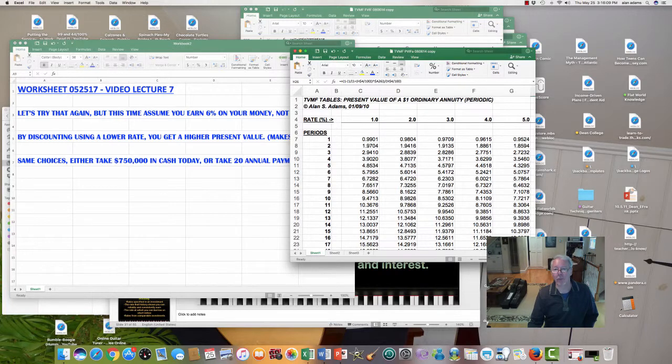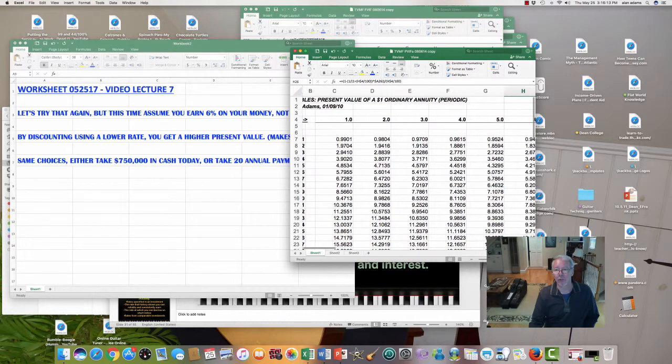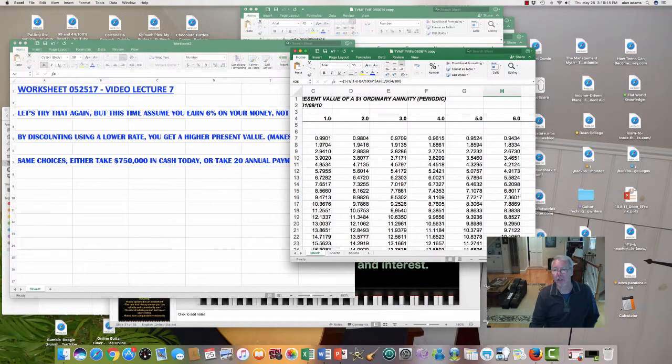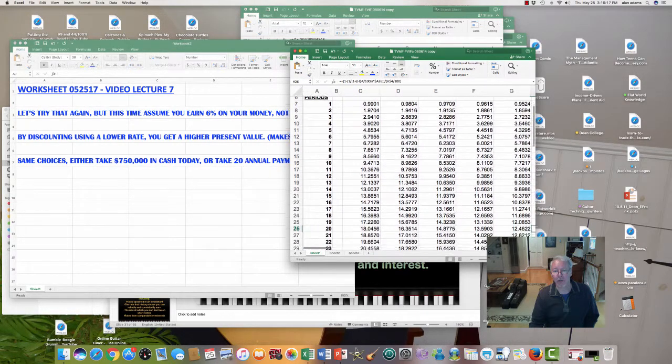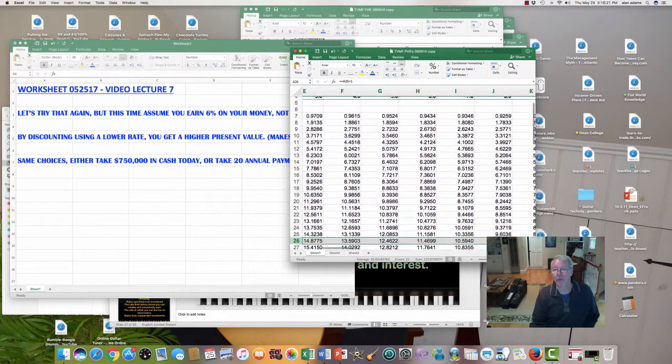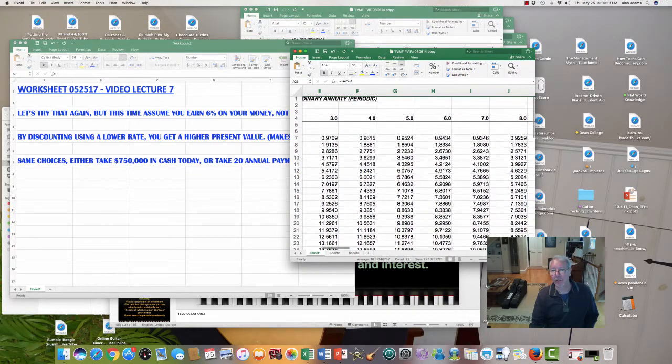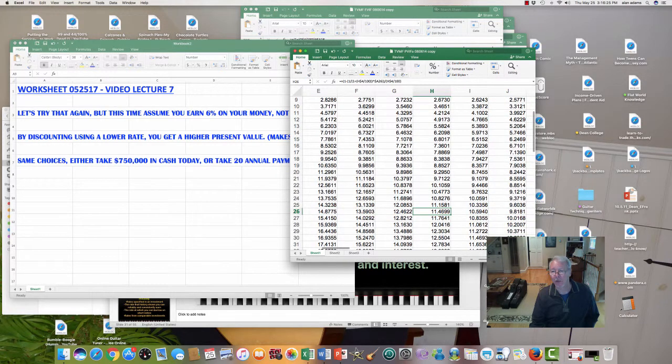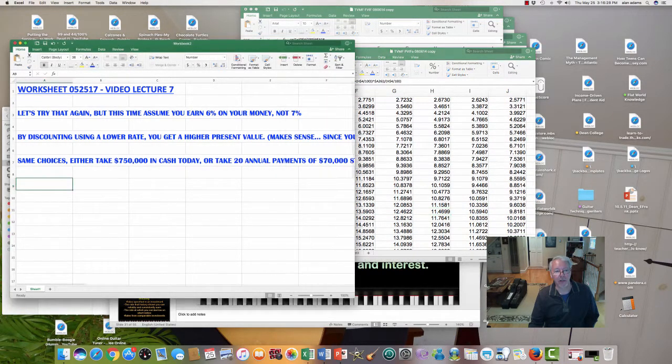This is table D, present value of an ordinary annuity. We're going to use 6% this time. So we're going to go down to 20 years. That's going to be on line 26. Okay, the 6% number is 11.4699.